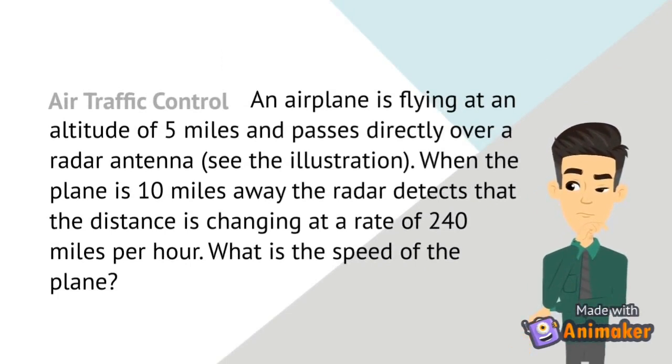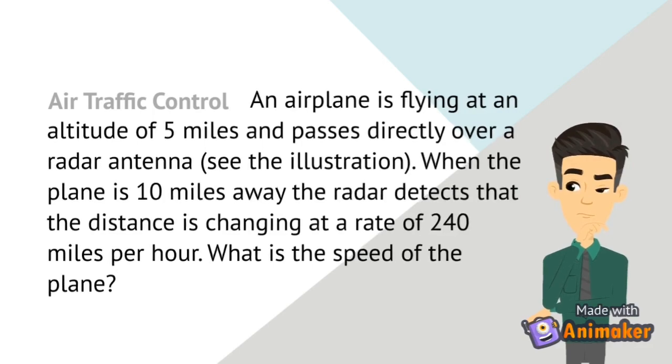After we know the guidelines for solving related rate problems, now we have a problem that we have to solve. The problem is given in a question. The question is about air traffic control. An airplane is flying at an altitude of 5 miles and passes directly over a radar antenna. See the illustration. When the plane is 10 miles away, the radar detects that the distance is changing at a rate of 240 miles per hour. What is the speed of the plane?